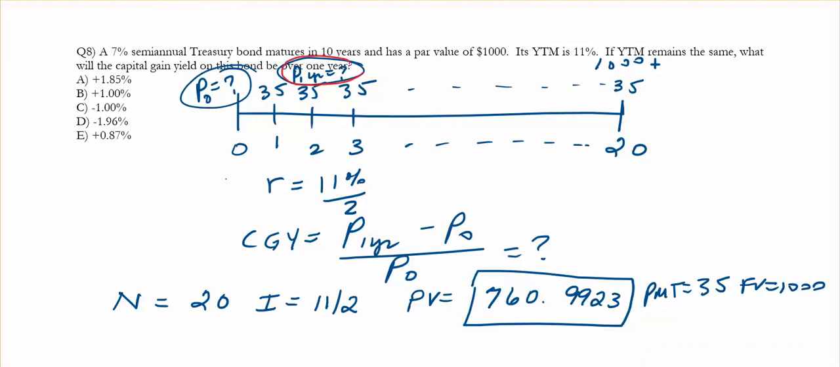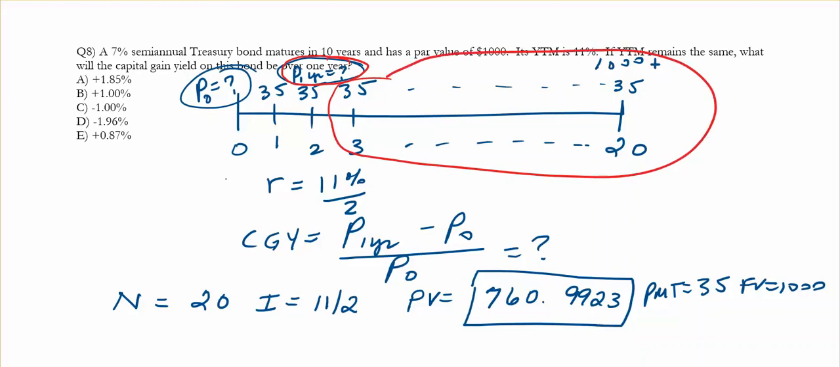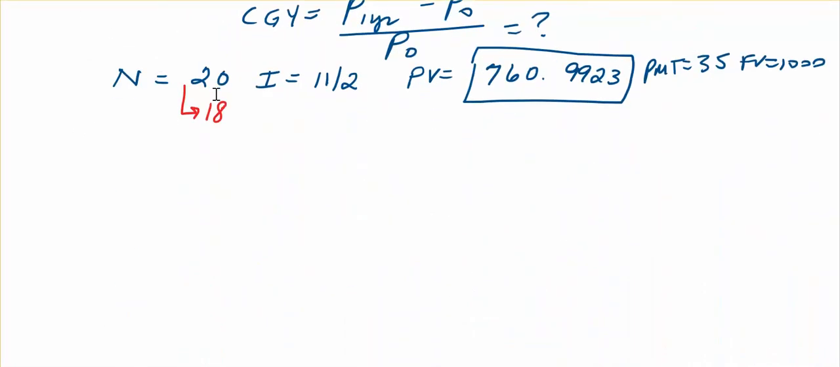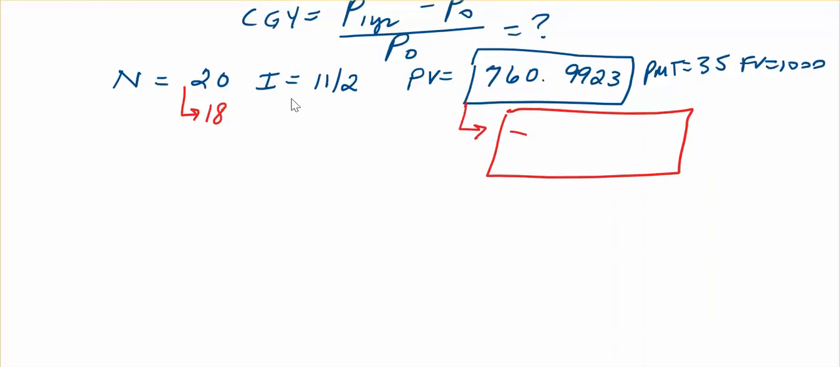Now when we solve for the price in 1 year, remember that's the present value of all the remaining cash flows after 1 year. And so there's 2 periods less before maturity. So N will be changed to 18. We'll solve for a new PV, giving us $775 and basically 8 cents.